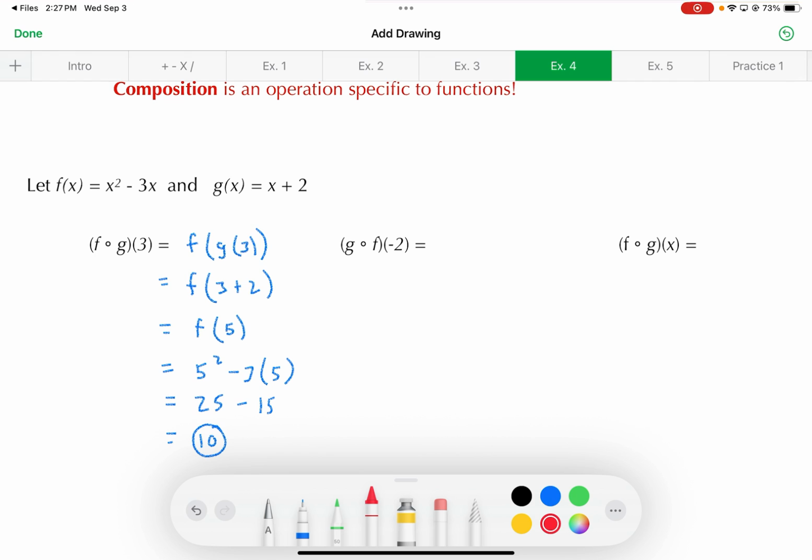All right, next we are asked for g composed of f of negative 2. So that's g of f evaluated at negative 2. So I start by plugging negative 2 into the function f. That's going to look like negative 2 squared minus 3 times negative 2. Okay, so that's 4 plus 6, or 10.